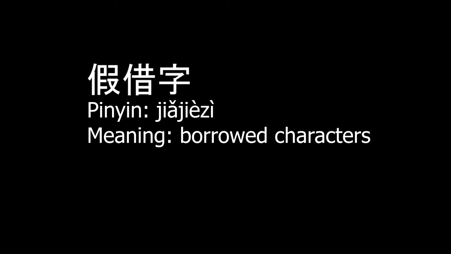Finally, we have jia jie zi. These are characters that are used to represent one thing, but now represent something different that sounds similar. This usually happens when there's no clear way to represent an idea without writing down a similar sounding word. Over time, the alternative way of writing down the concept becomes the standard. Many Chinese characters for numbers fall into this category.